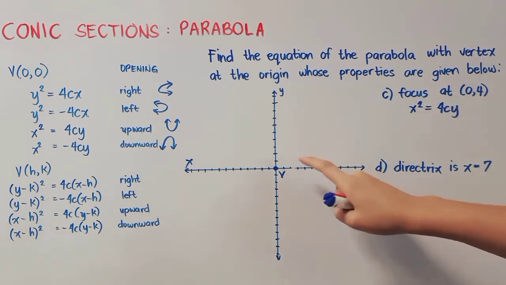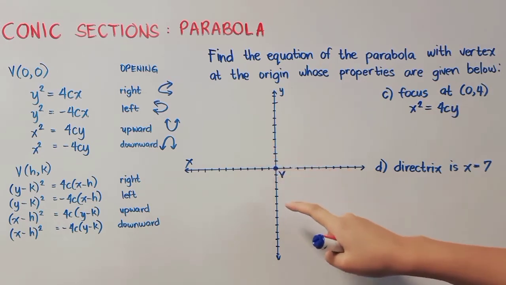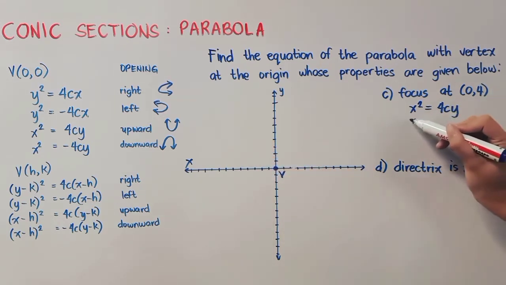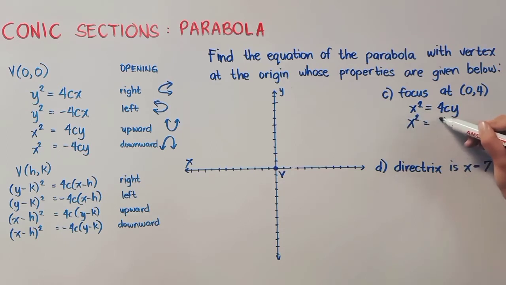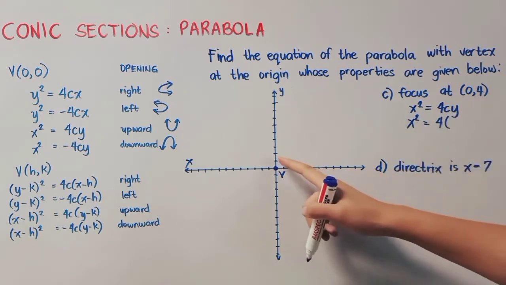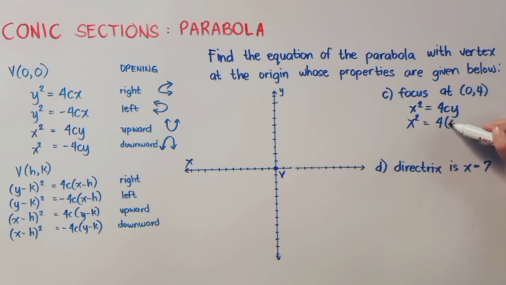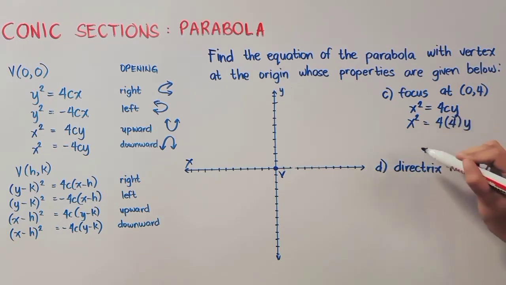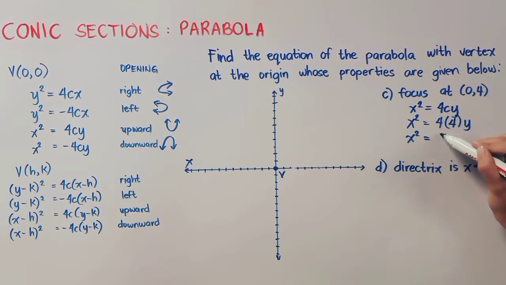Now, our c is the length from the vertex going to the focus. So, we will just substitute our c with 4. So, that's 4 times 4. And then we will just copy y. Now 4 times 4 is equal to 16. Therefore, our final answer is x squared is equal to 16y. By the way, our c is the distance from our vertex going to the focus. At the same time, it is also the distance from the vertex going to the directrix.